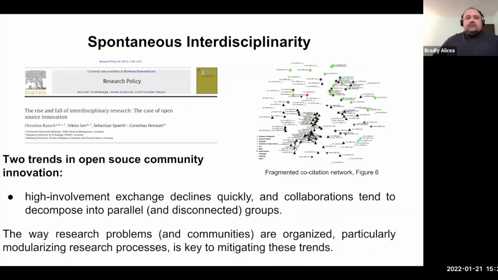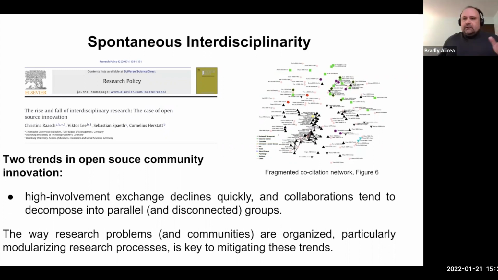So there was a paper published in 2013 called The Rise and Fall of Interdisciplinary Research, the case of open source innovation. And they looked at different open source initiatives that were highly collaborative. And they found two trends. The first is that high involvement exchanges, which are exchanges where people are deeply invested in their exchanges and projects, tend to decline pretty quickly. You have people from different disciplines or different perspectives. Those projects tend not to be sustainable.